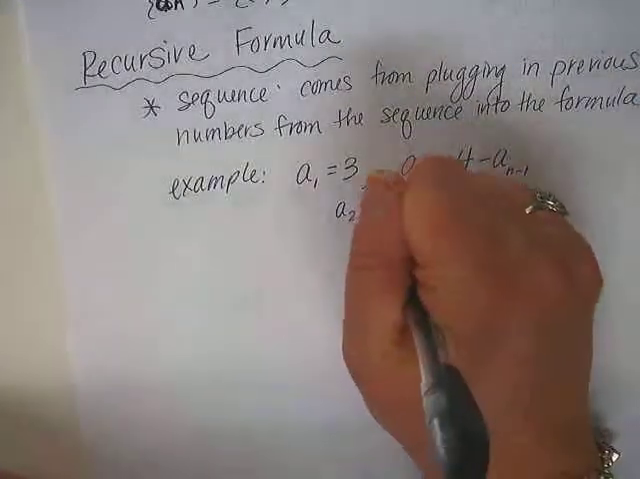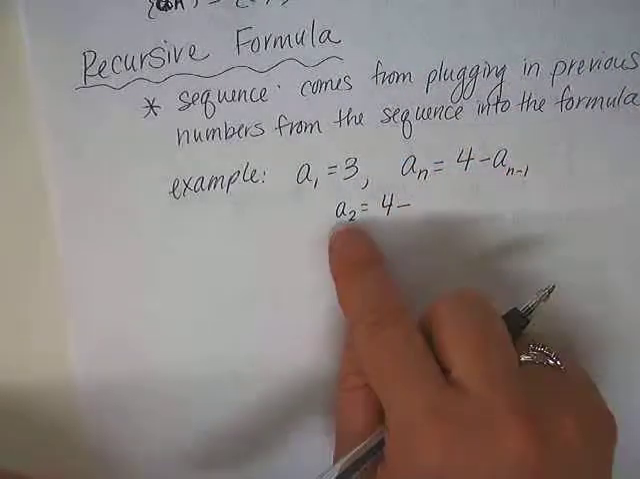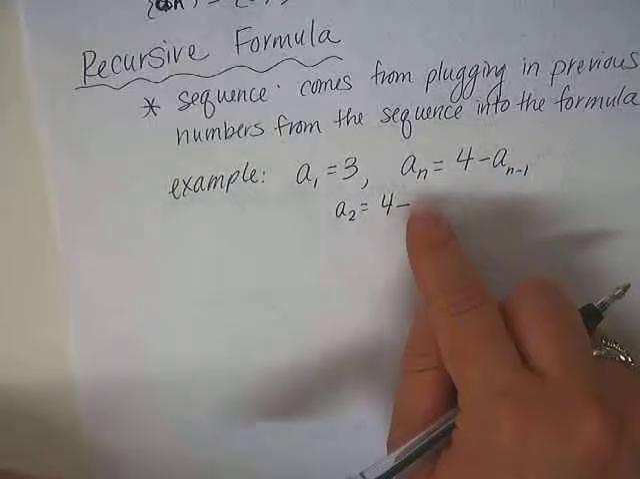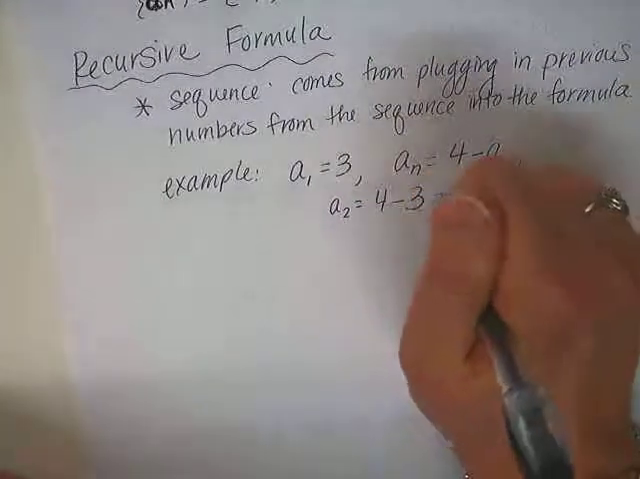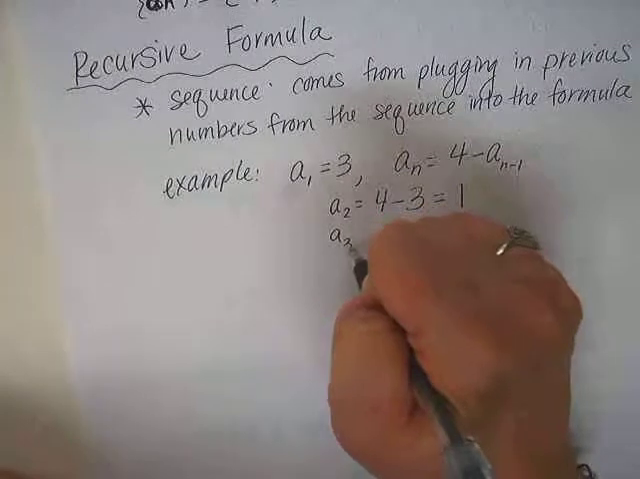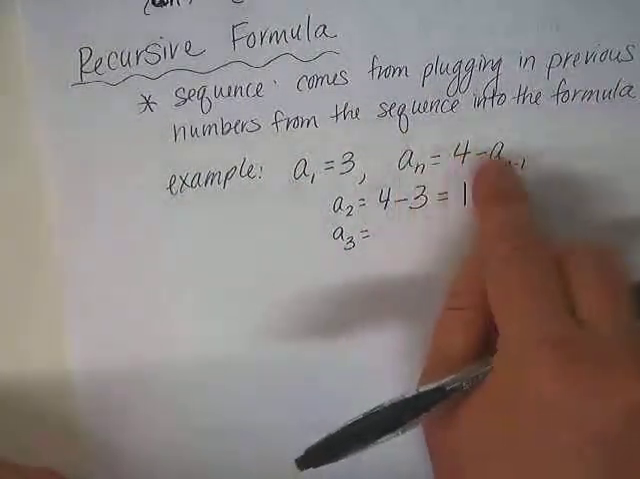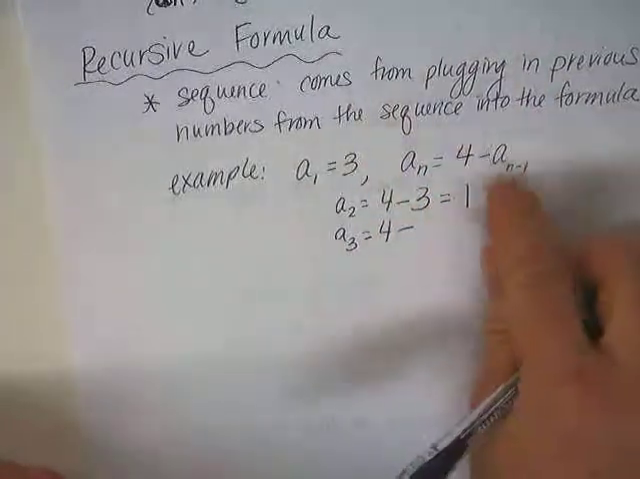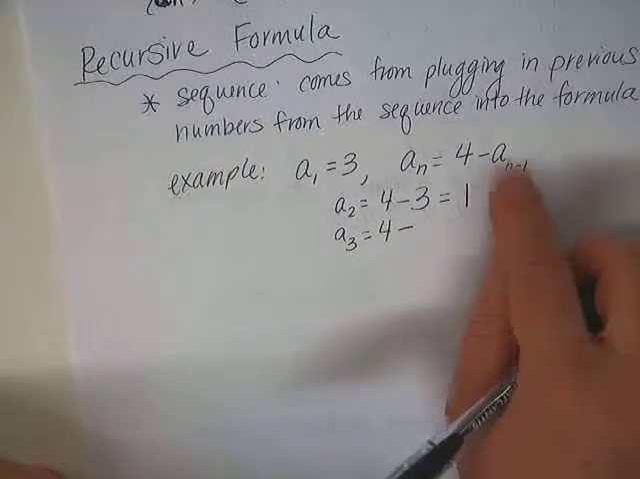Okay, so let's plug this in. They give us a starting number. So if we want to find the next one, this says to find a sub n, or a sub 2 in this case, we need to take the number 4 and subtract a sub 2 minus 1, because we're doing a sub 2, so that's a 2. So 2 minus 1 is 1. So we're subtracting a sub 1. A sub 1 in this case is 3. So we get an answer, 1. So there's the next number in our sequence. Is that confusing enough for you?